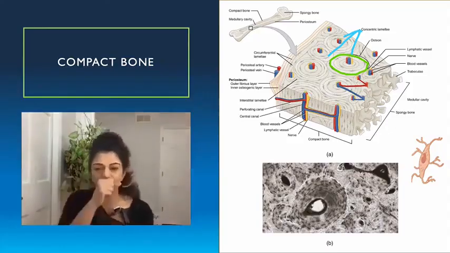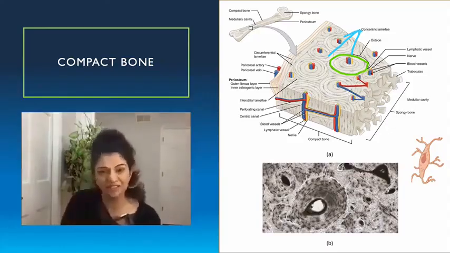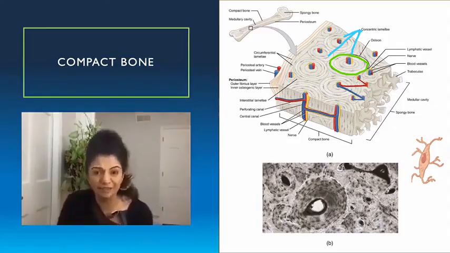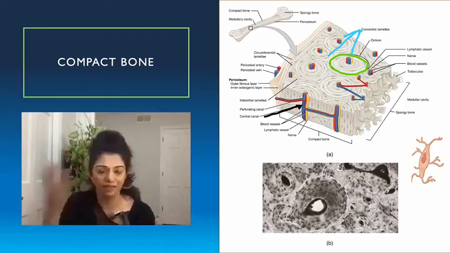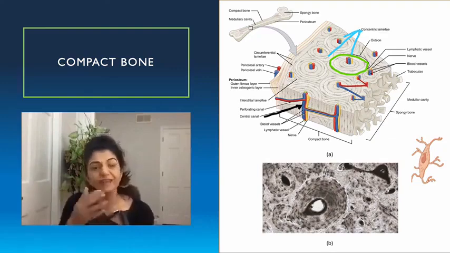Now, each osteon is composed of concentric rings of calcified matrix called lamellae. And running down each of these osteons is a central canal or Haversian canal, right, which contains blood vessels, nerves, and lymphatic vessels. Now, these vessels and nerves are very important because obviously they supply the bone.